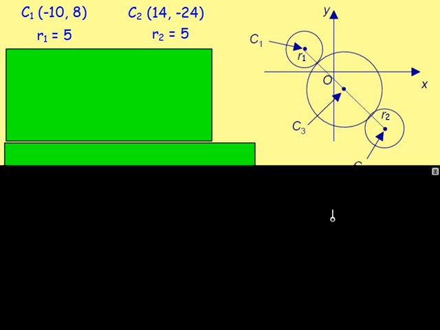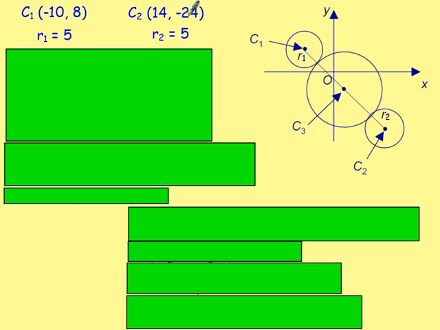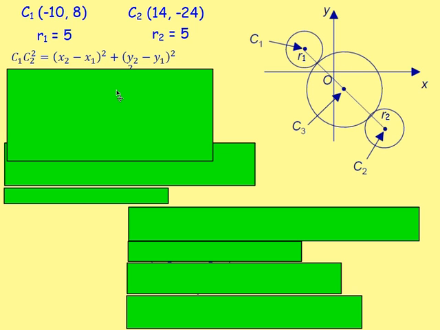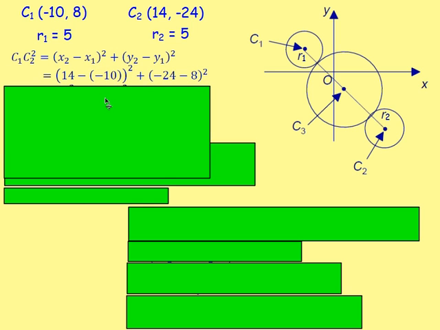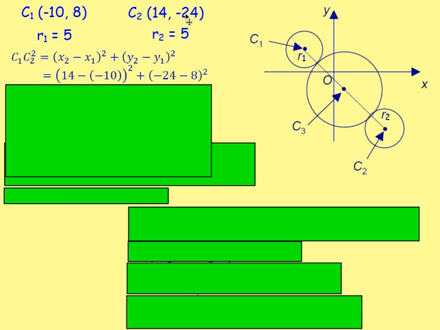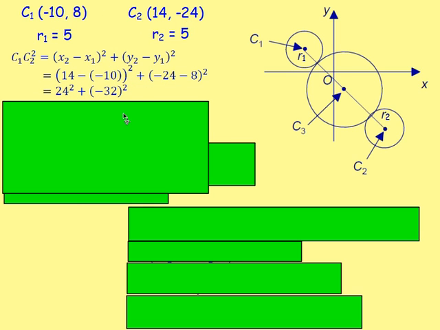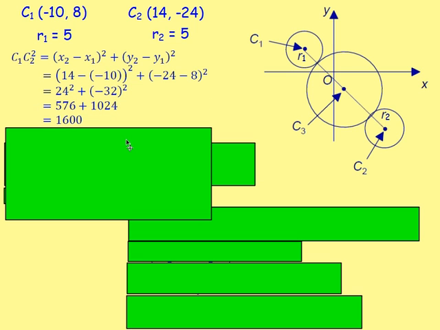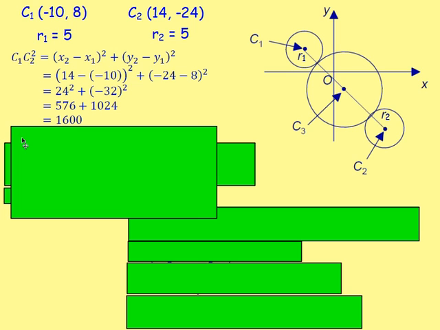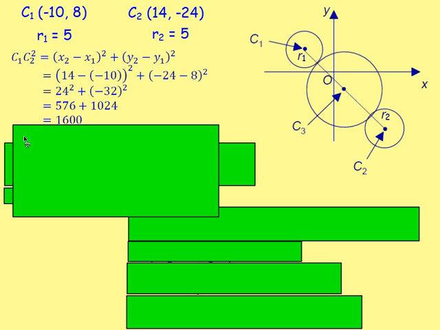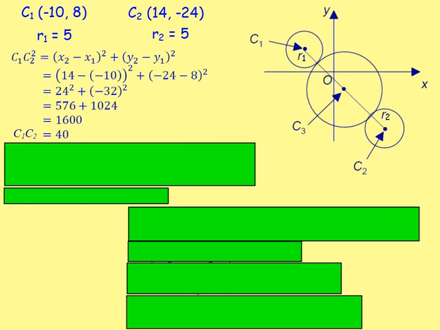So for this circle, we know the centre of the circles, and we know the radius of both circles. Let's go, first of all, working out the distance between centre 1 and centre 2. So really you're using your distance formula for that. You're subtracting the x values and squaring them, and then adding that to the subtracted y values squared. That will give you 14 take away negative 10 all squared, plus negative 24 take away 8 all squared, which gives you 24 squared plus negative 32 squared, which will then give you 1600, meaning the distance between the centres, you will square root that to end up with 40.